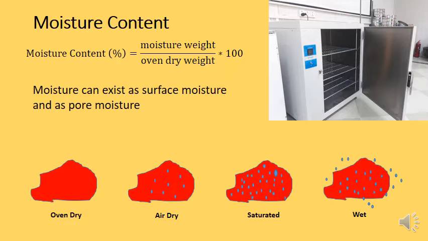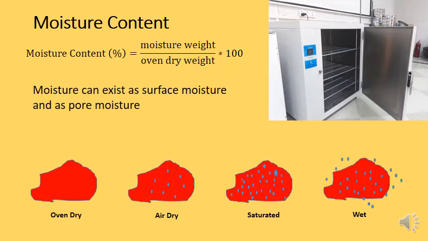So we've got 3 different examples of an aggregate particle on the bottom there. The bottom left-hand particle, that is oven dry. That is an aggregate particle that was put in the oven. So you see the oven in the top right corner, that was heated to 200 degrees for several hours. There is no moisture in that whatsoever.